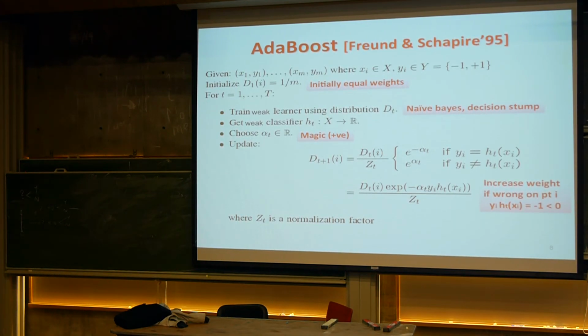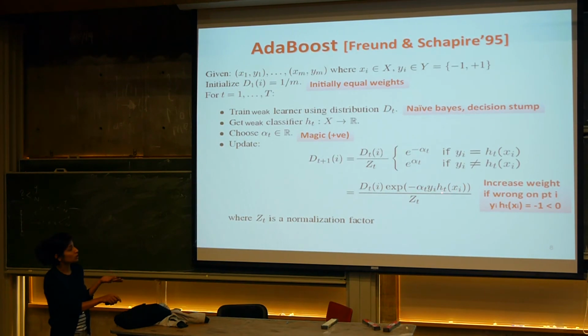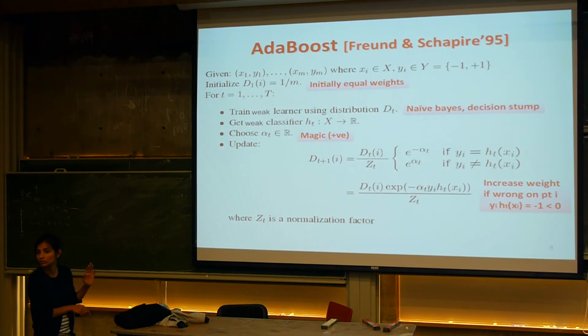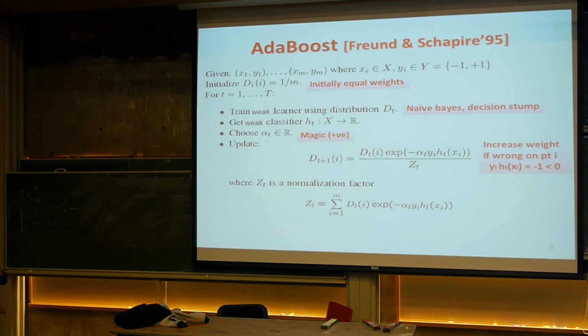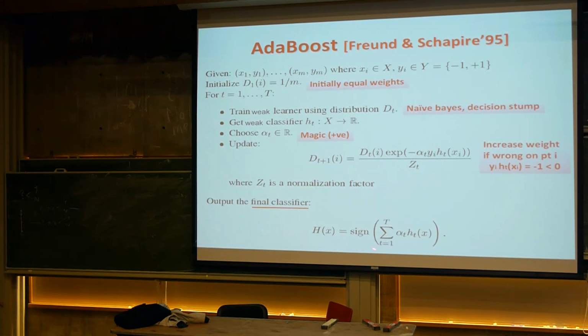You can see that I can go from this expression to this expression just by introducing yi times ht of xi. This product is negative if you got the label wrong, and positive if you got the label right. So it automatically gives you e to the minus alpha t or e to the alpha t. This tells you why choosing plus or minus 1 helps, because then you can write these two cases, whether you got the label right or not, as one expression. Okay, so that's good. And again, Zt is just a normalizing factor making sure you sum to 1. And here's your final classifier.